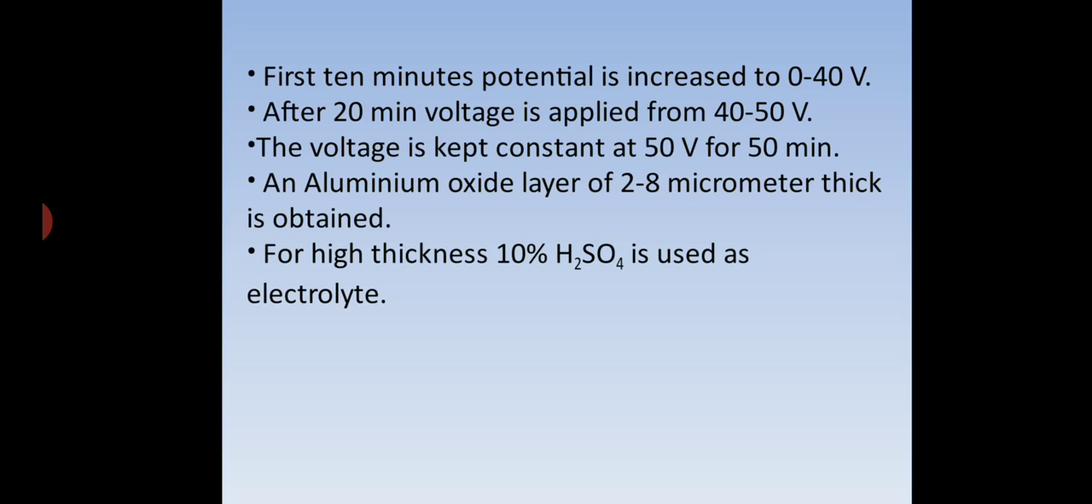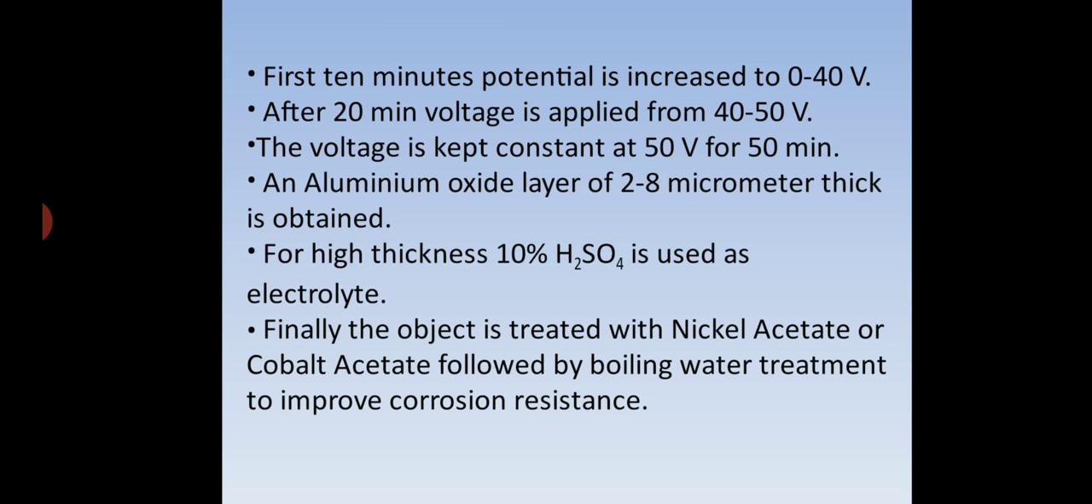For higher thickness, 10% H2SO4 is used as electrolyte. Finally, the object is treated with nickel acetate or cobalt acetate, followed by boiling water treatment to improve corrosion resistance. Now once we have formed an aluminium oxide layer, if you want a thicker layer, along with 5 to 10% chromic acid, we can use 10% H2SO4 also. Then finally the object is dipped in nickel acetate and cobalt acetate, then introduced into boiling water to improve the corrosion resistance property.